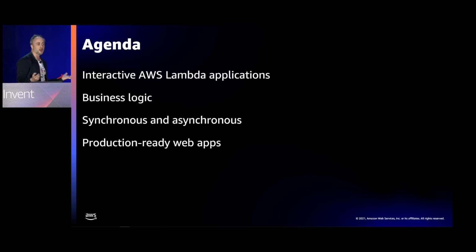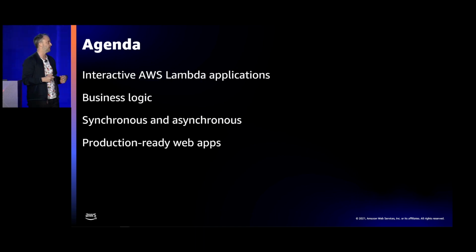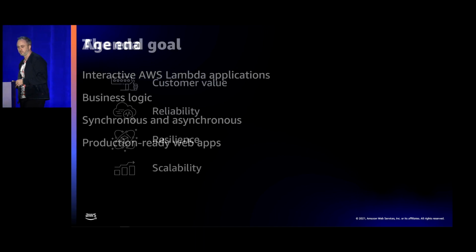This is the broad agenda of what I'll be talking about in this session. I'll be defining exactly what I mean when I say an interactive AWS Lambda application. We'll talk about business logic, and with serverless, business logic normally refers to Lambda. We'll talk about the difference between synchronous and asynchronous, and how you invoke your Lambda function synchronously or asynchronously, and the impact that has on your application when you might choose one or the other. We'll also look at how you can implement that on a real production-ready web app, and I'll show you some examples of that in motion.